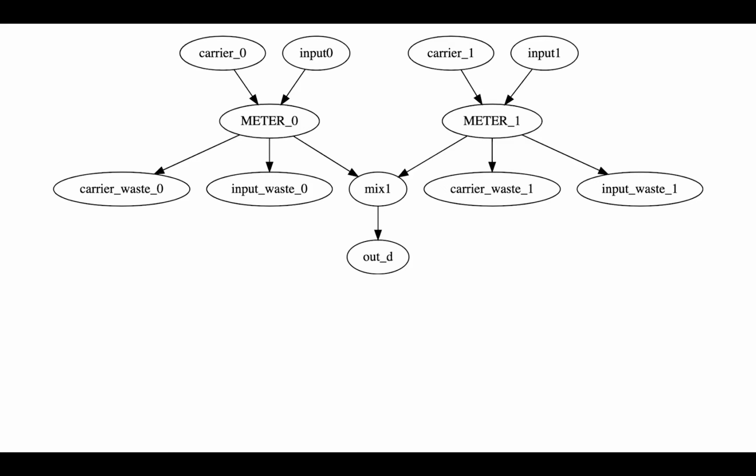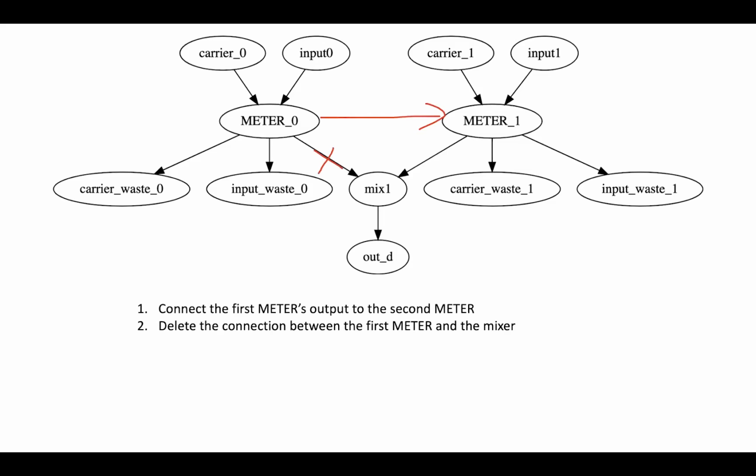In our pipelining algorithm, we traverse each node in a graph to find meters that can be pipelined. When it finds 2 meters that can be pipelined, the first meter will connect to the second meter while deleting the connection to where it was pointed originally, as shown in the image. Then it deletes the carrier load and the carrier waste in the second meter.